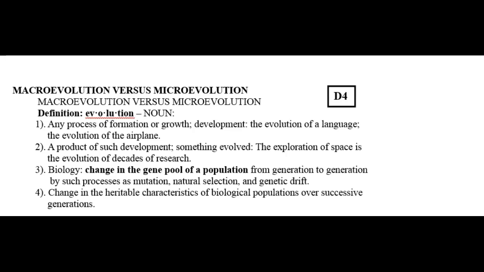So, macro versus micro. Macro means big, micro means small. For something to evolve means it is growing and developing, like languages can evolve, or the evolution of the airplane, getting more and more advanced. In biology, evolution is a change in the gene pool of a population. The gene pool is all the DNA, all the genes in that population. So it is a change in the gene pool of a population from generation to generation by such processes as mutation, natural selection, genetic drift, and a few others that we'll talk about in D4 and also Lab 12.